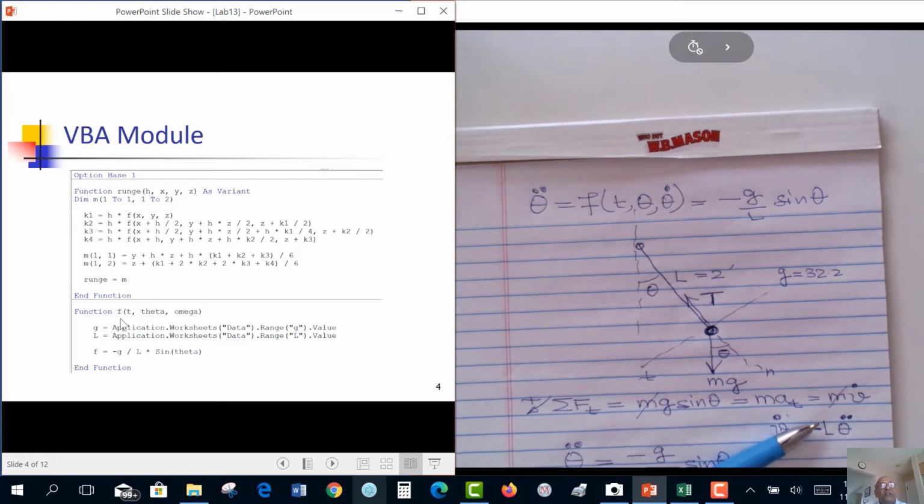So what we have in this function is we are importing the values of G and L from the worksheet named data. And this is our function. Notice our theta is in radians. So when we feed it in, theta is in radians. Now, we don't need omega here, but to be general, because this function requires a function of 3 arguments, we need to have this function having 3 arguments, even though our function is not dependent on omega.